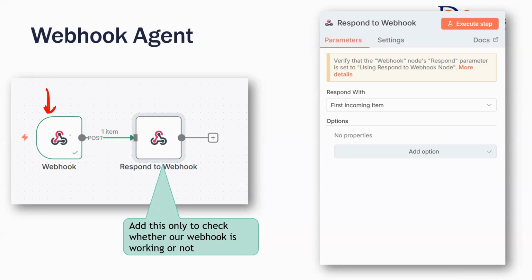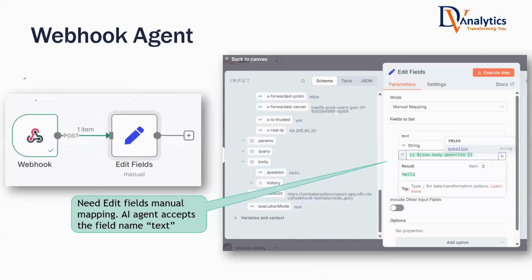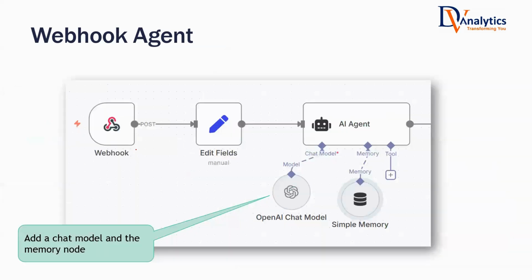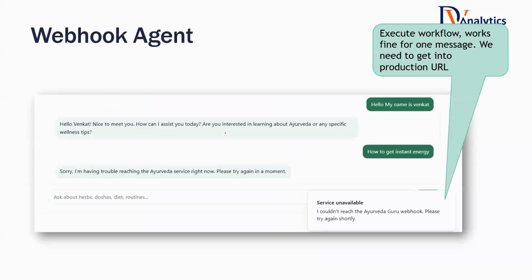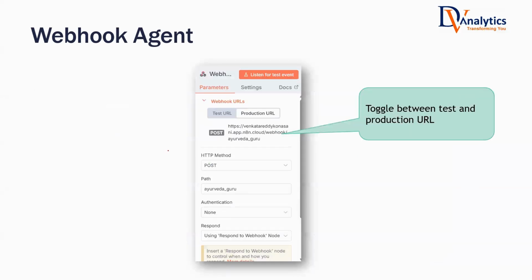Right now, this is just a simple example of taking the data and responding, but in between, we will add an AI agent which will understand the user question and give the response. So the process will be, we will take the data from the webhook agent and then we will format the input a little bit and then we will send it to an AI agent. The AI agent will use the OpenAI ChatGPT model and then we will send that response back. The user will get to see his question. Hello, my name is Venkat. How to get instant energy. Now there is some problem that you will face. Then later on we will rectify it.